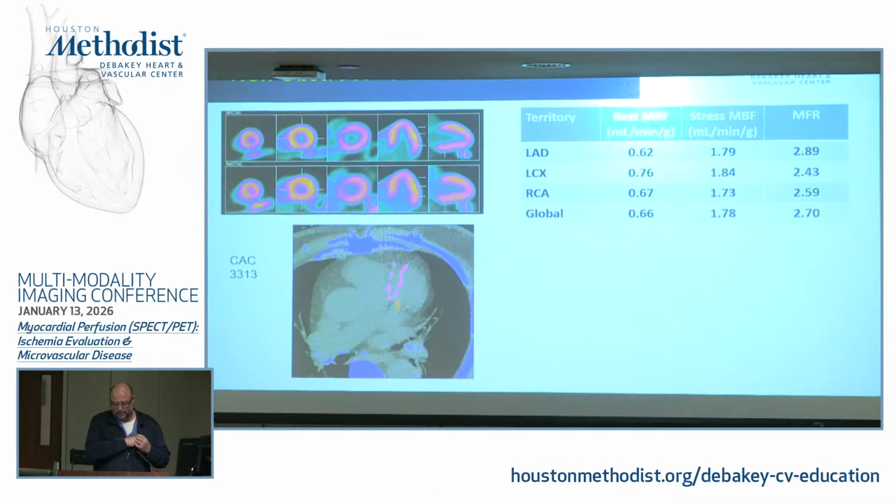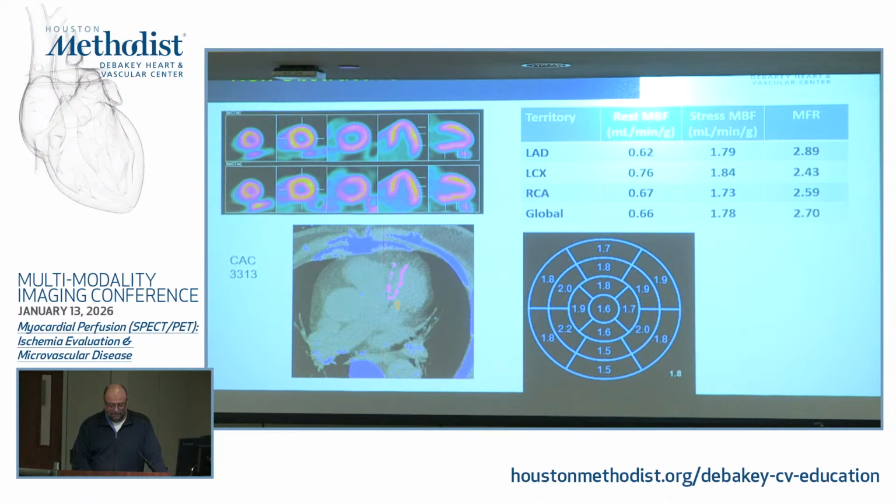Now let's look at the flows. What do we see here? They're all normal. So despite having a calcium score of 3,000, your flow is normal. And the peak flow is also very normal.